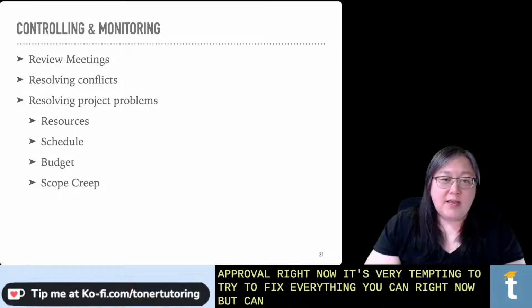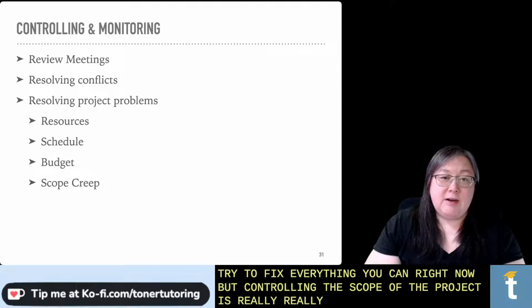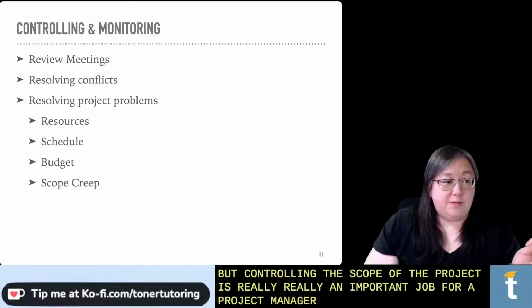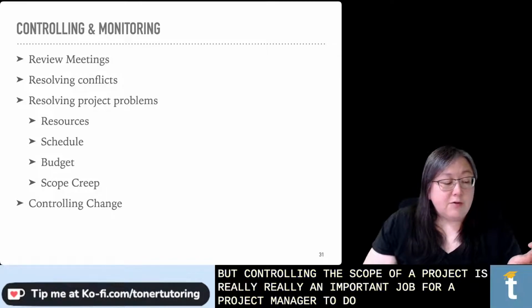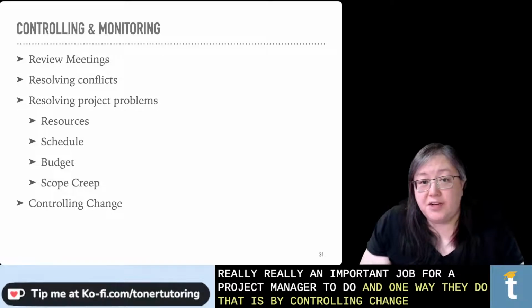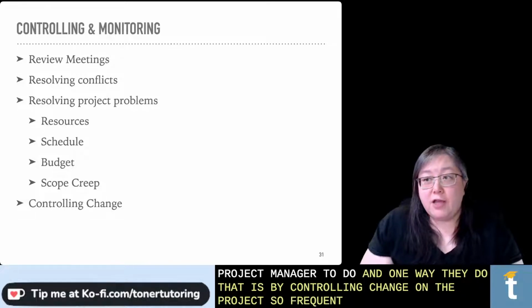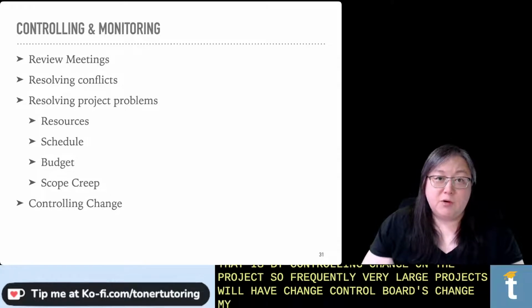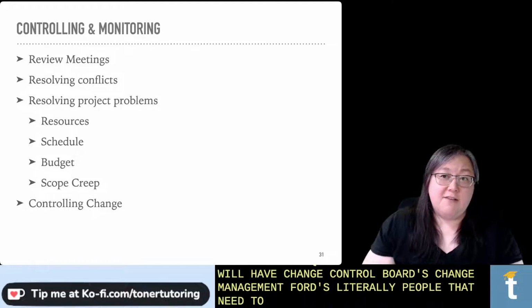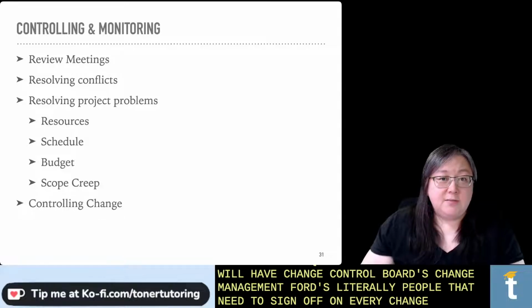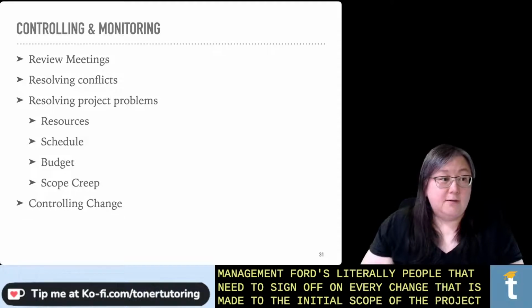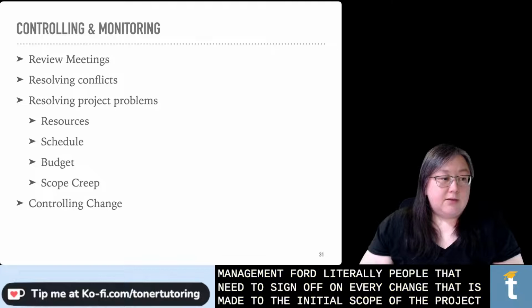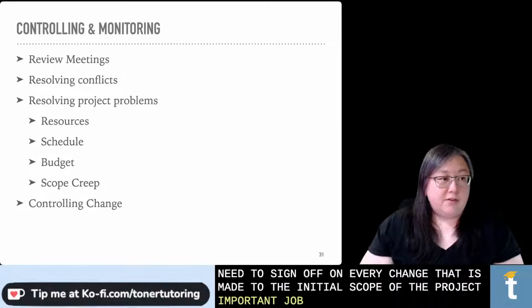But controlling the scope of a project is really an important job for a project manager to do. And one way they do that is by controlling change on the project. So frequently very large projects will have change control boards, change management boards, literally people that need to sign off on every change that is made to the initial scope of the project. It's an important job for the project manager.